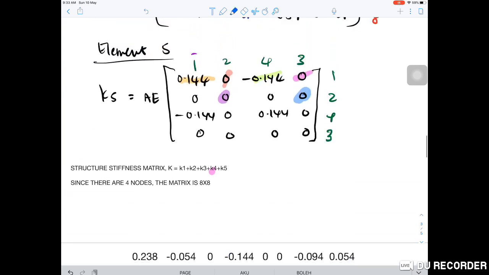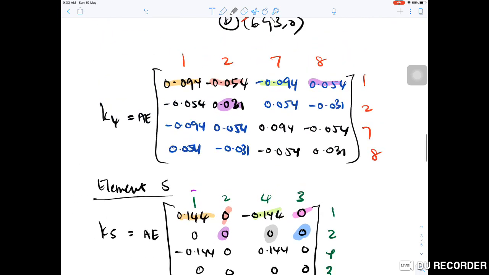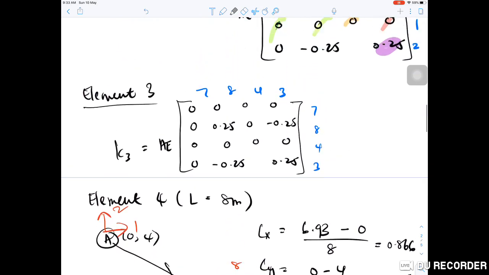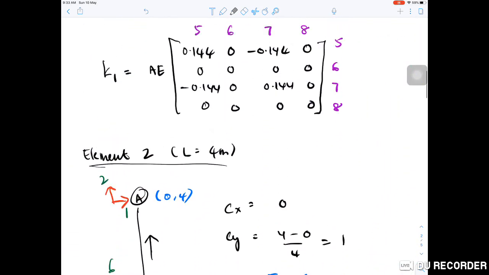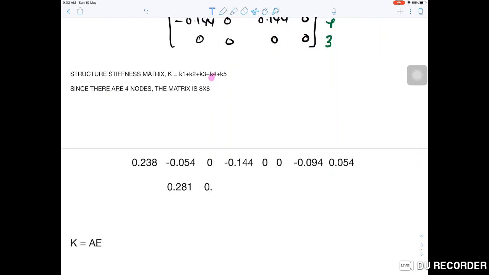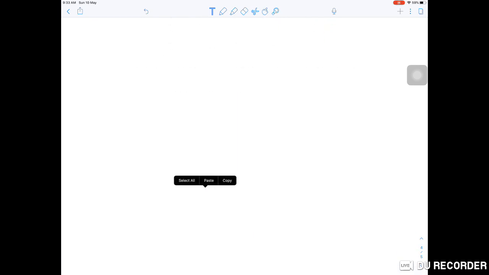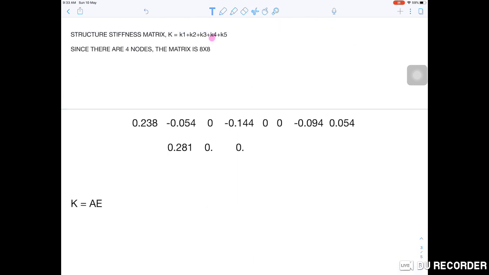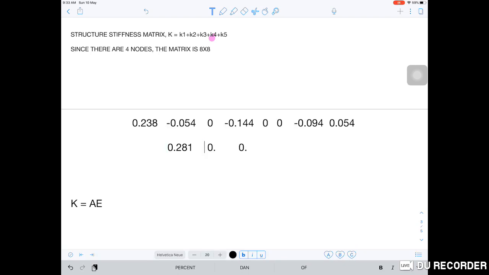Where is 2 4? No 2 4 here. 2 4 is also 0.